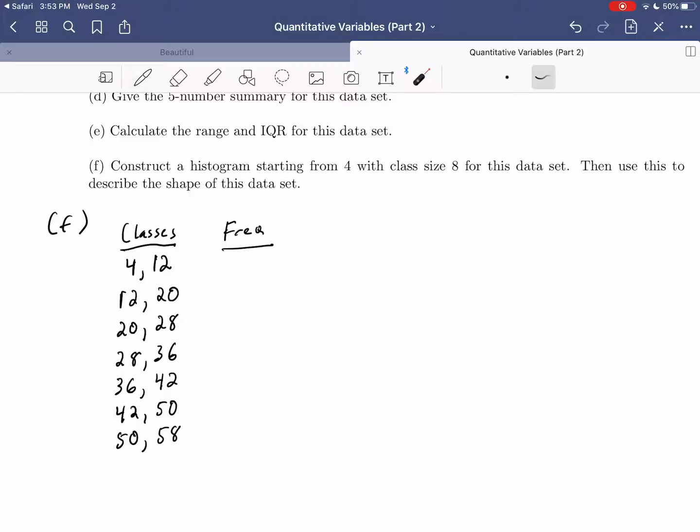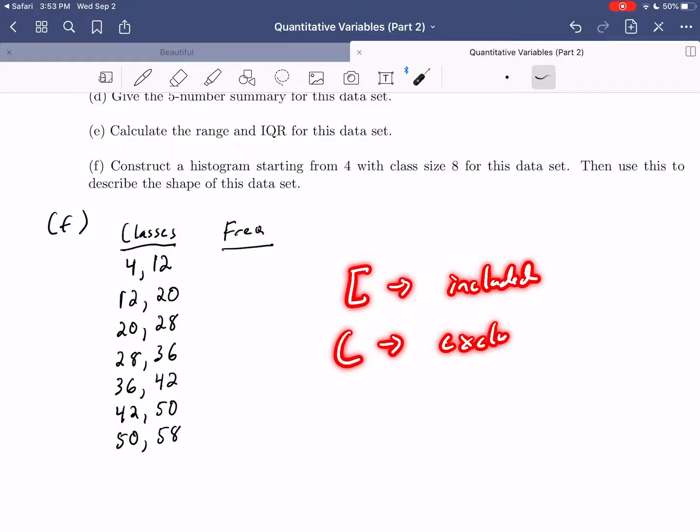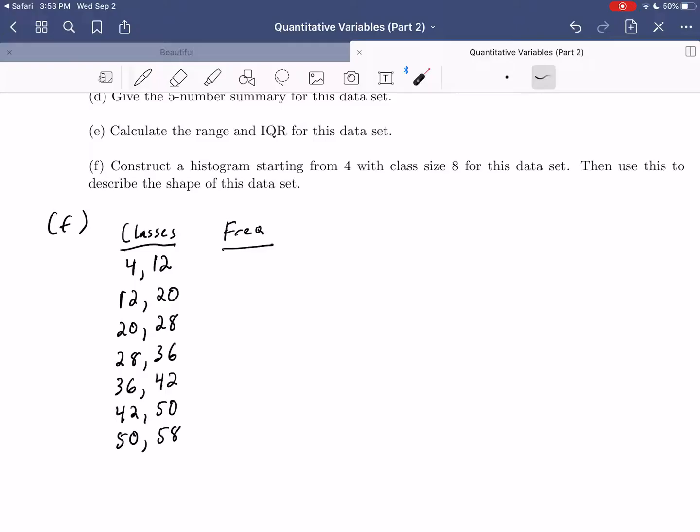Now, we do need to remember one important idea about intervals back from algebra. When you learned about intervals in algebra, you probably learned about a hard bracket and soft bracket notation. A hard bracket meant that it was included, and a soft bracket meant that it was excluded. And we do need to make use of these because otherwise, if we had a data point, say like 12, we have to decide, does it go into this one, 4 to 12, or does it go into this one, 12 to 20? So the convention for our class is that we will always include the left end and exclude the right end. So this interval includes 4 and goes all the way up to 12.